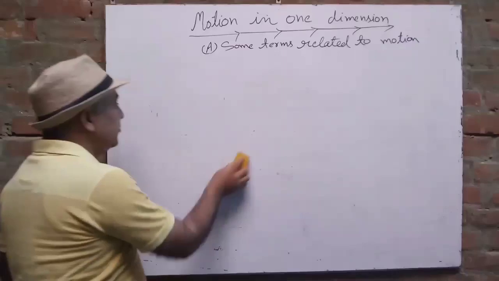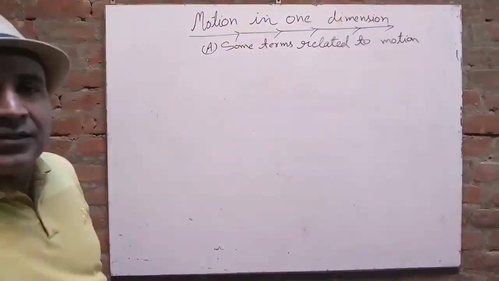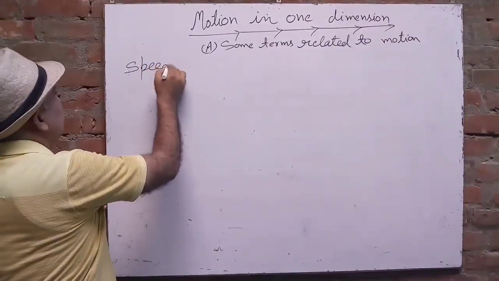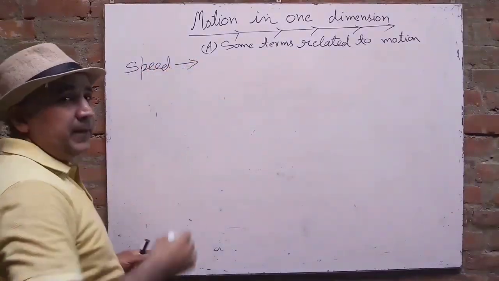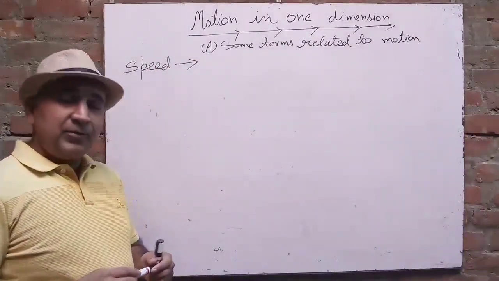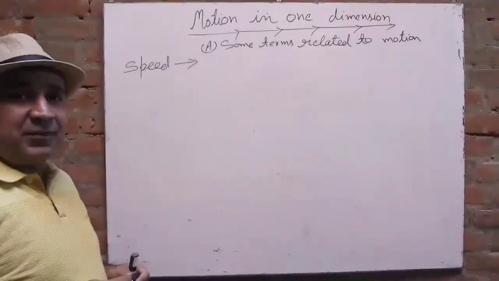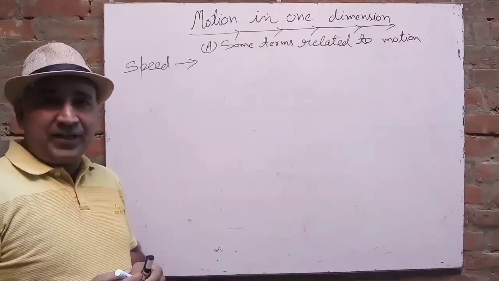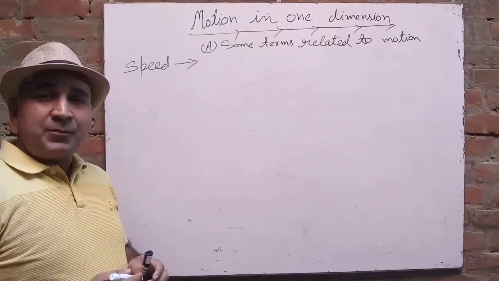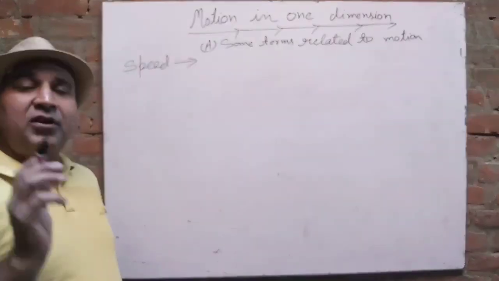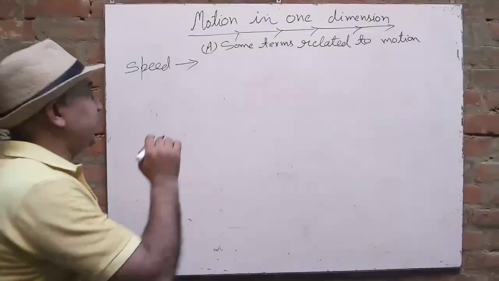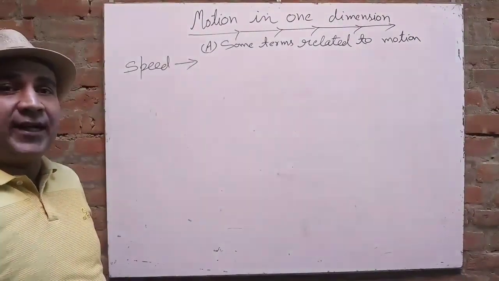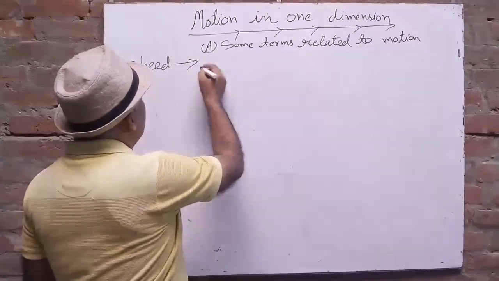Now the next term which we are going to study is speed and velocity. So first we will see speed. Many numericals you have done in mathematics based on speed. But what do you mean by speed? So children, speed is the distance covered by the body in unit time. Means speed is the ratio between distance and time. Okay. So what is the speed?